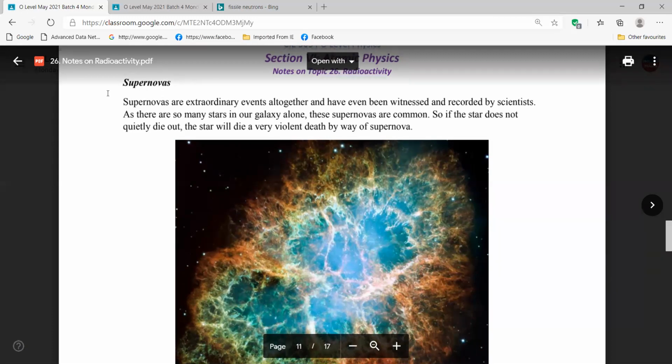Supernovae are extraordinary events and have even been witnessed and recorded by scientists. As there are so many stars in our galaxy, supernovae are common. If the star does not quite die out, it will die a very violent death by way of supernova. What did they mean by die out? Die out means quietly, silently. It's a silent supernova.